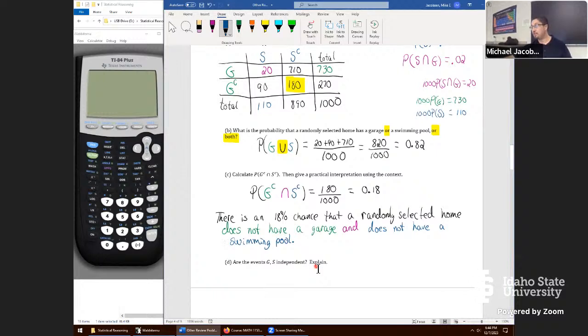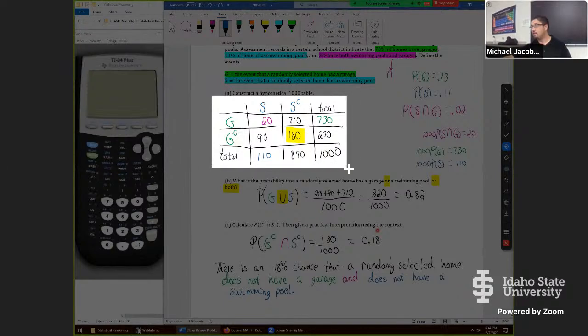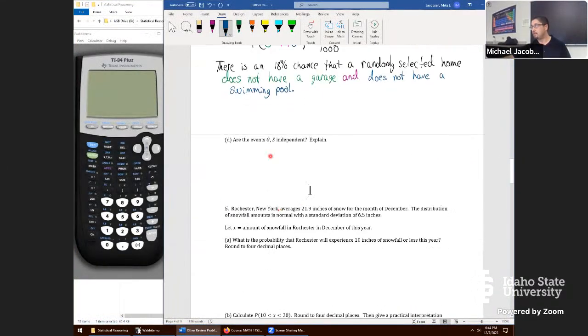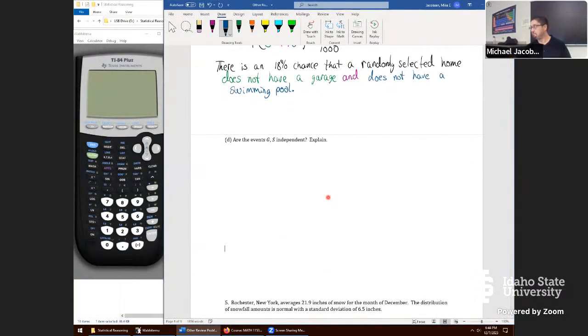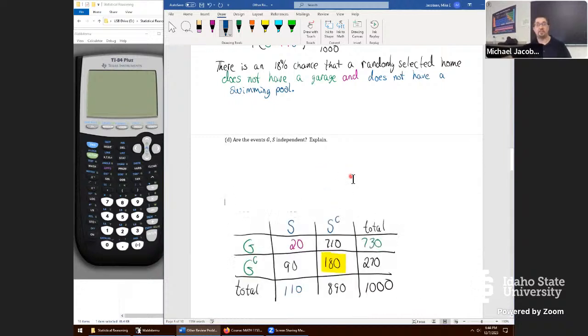Here's a tricky question though. Are the events G, S independent? I think this one is very tricky, so let's work this out really carefully next. Kind of glad that we got to this point on the notes. This is a question that I was thinking of asking on the real final exam. Independence and mutually exclusive.